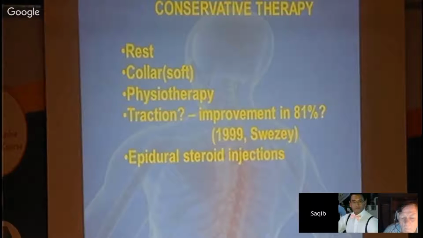What is conservative treatment? You may consider rest. You may consider a collar. Actually, I put a lot of my patients who have radiculopathy in a soft collar first, to see if that will improve their symptoms. You may consider physiotherapy. Some people will do traction and they report temporary improvement in up to 81%. I haven't done that. Epidural steroid injections, I haven't done that for myelopathy, but people are doing it.